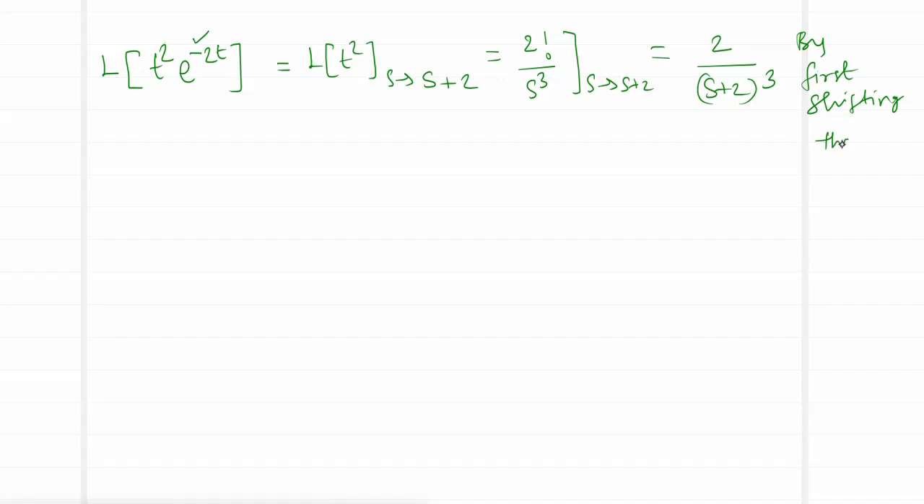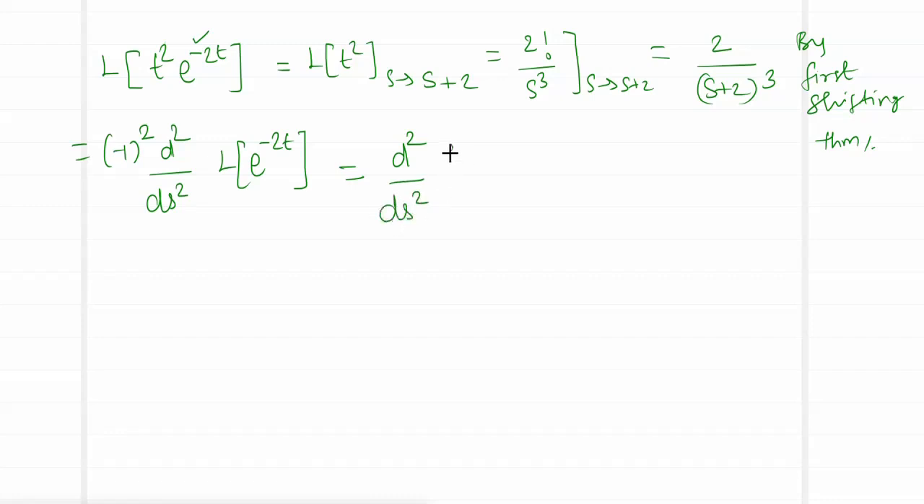Now let me apply the property of derivatives. It is power 2. So I can rewrite it as (−1) whole squared d²/ds² Laplace of e to the power minus 2t. Now (−1) squared makes it plus 1. So d²/ds² of, what is Laplace of e to the power minus 2t? It is 1 divided by s plus 2. So this s plus 2 has to be differentiated how many times? 2 times. Let us differentiate it one time first.